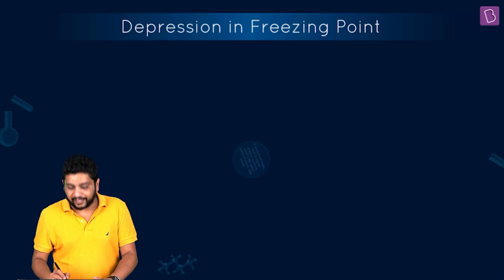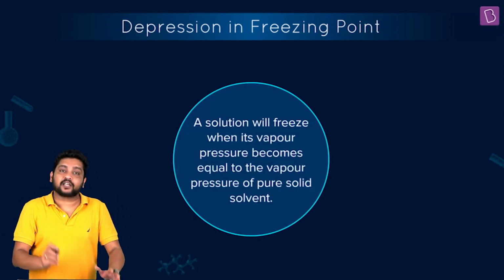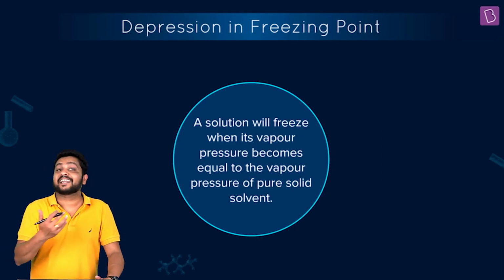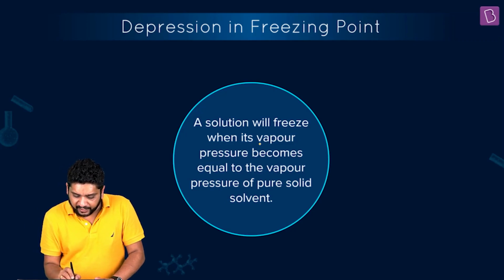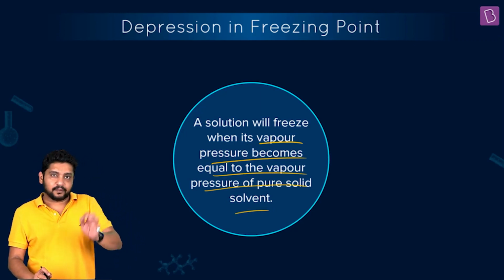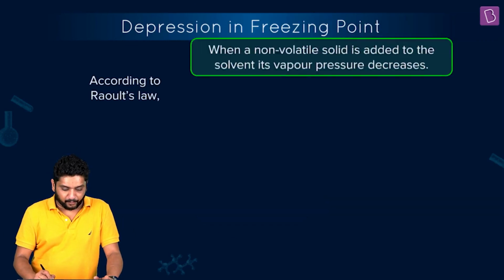So when we look at the graphs related to different phases under one particular temperature, we will be understanding this even better, right? The solution will freeze when its vapor pressure becomes equal to the vapor pressure of the solid. If the liquid and the solid at some temperature have the same vapor pressure, we say that we are at the freezing point, right?